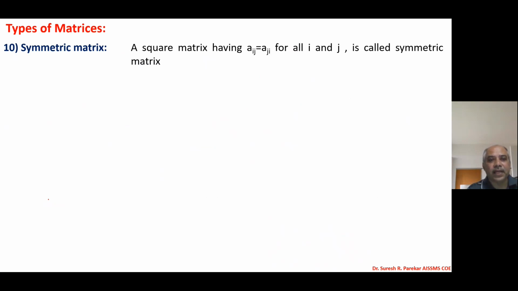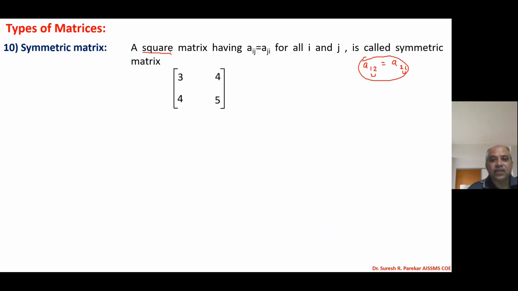Then we have the symmetric matrix. When we have Aij equal to Aji, what does it mean? So we have A1,2 and that should be equal to A2,1. Means if you interchange the rows and columns, and the elements are the same, then we are going to say it as a symmetric matrix, provided it should be a square matrix.